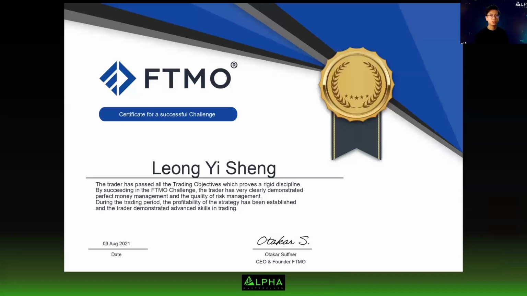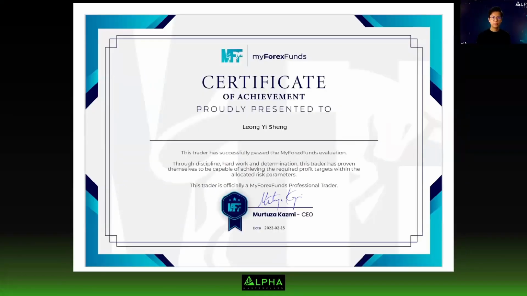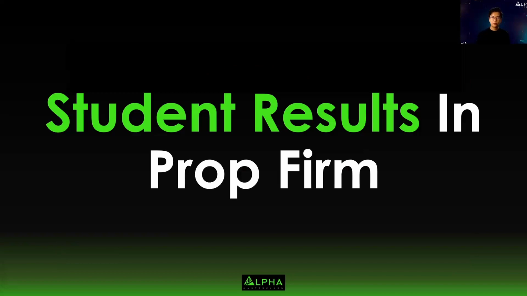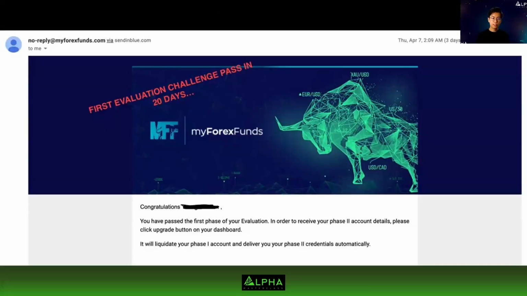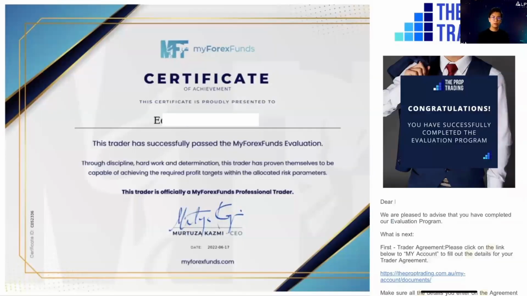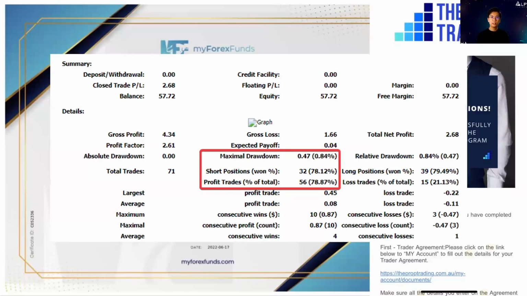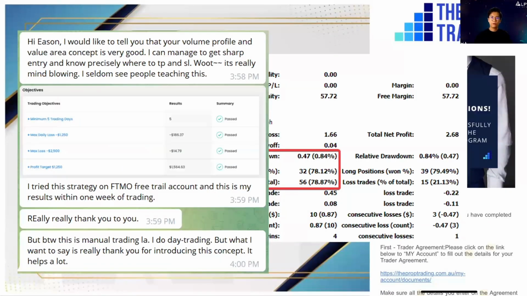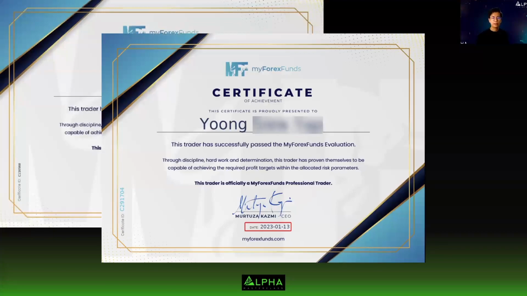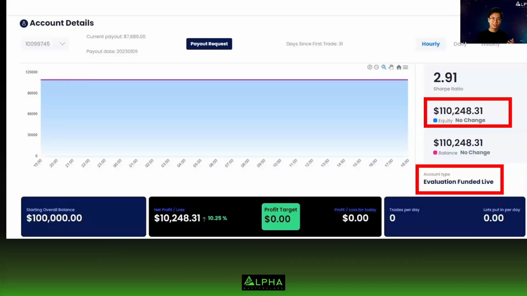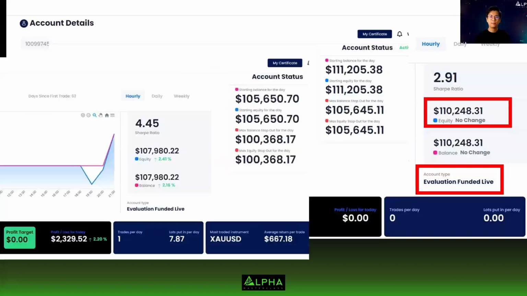Just to share with you, this is my certificate in the prop firm as well, and there are more testimonials. But the most important thing I want to share is that we have been doing this for a long time already. These are all our students' profits in the prop firm, right? There are a lot of certificates over here, and we can show you a lot of our students that are already reaching the 100K prop firm account.